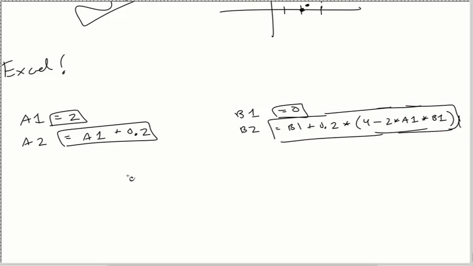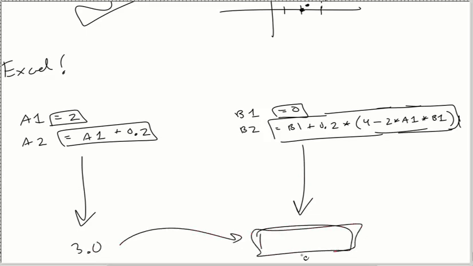And I hit enter. And what you can do is drag this down, and you can get your answers. Eventually, when you get to 3, you'll see the 3.0 pop up down here. That'll be the actual answer that they want. Okay, so let's do that together and see what we get.